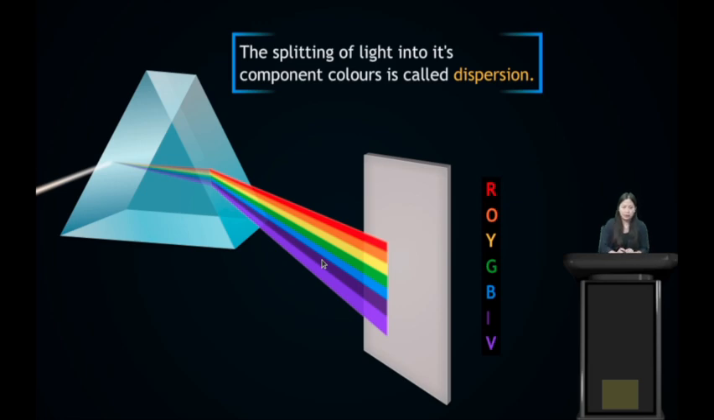Yes, so this is how we see the different colors. This is how we see the rainbow. In the atmosphere there are small water droplets, and these water droplets act like a prism. So when light falls on these small water droplets present in the atmosphere, they split the light into different color components, and that is how we are able to see the rainbow.